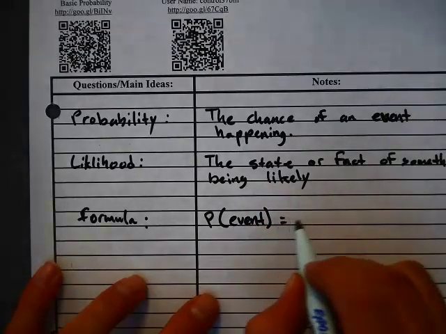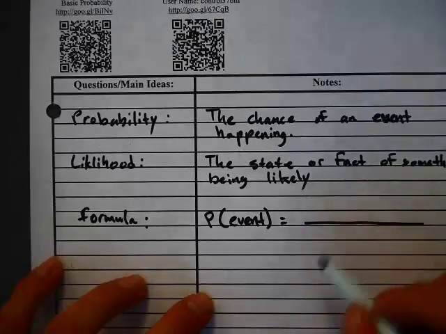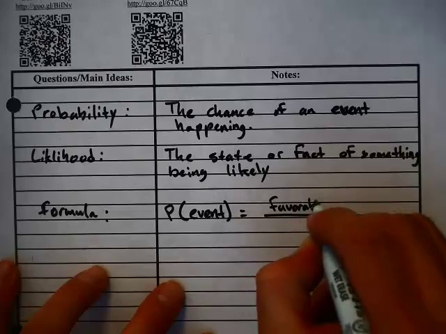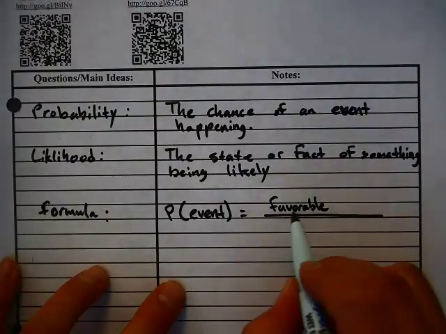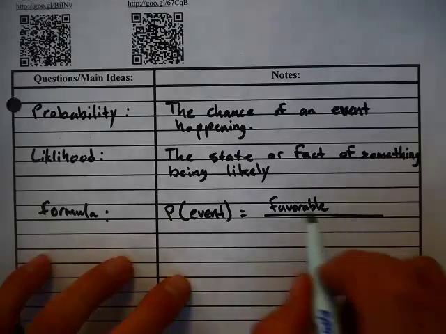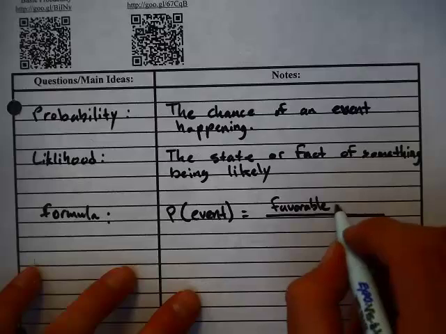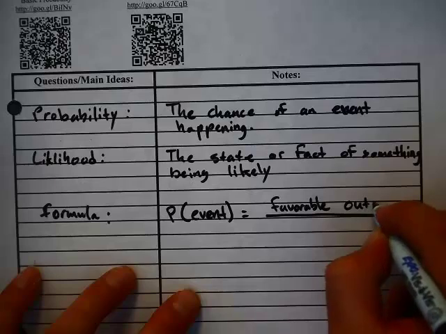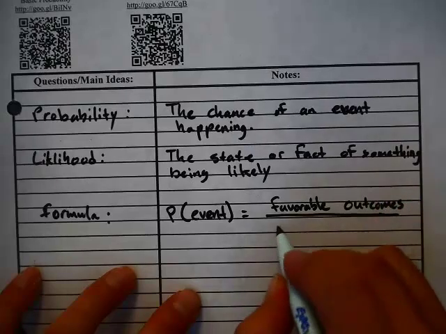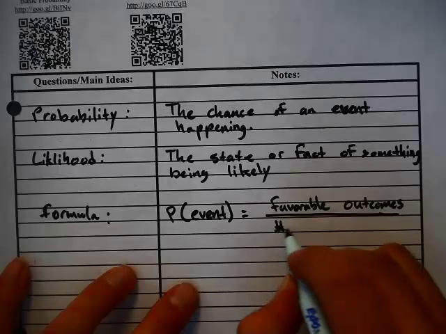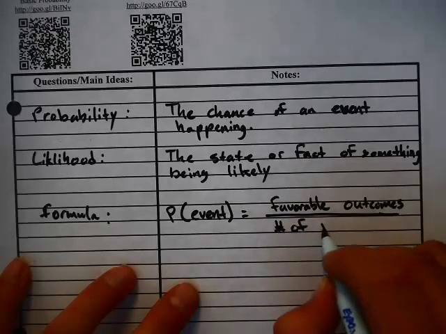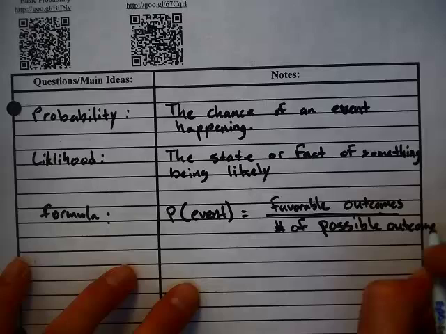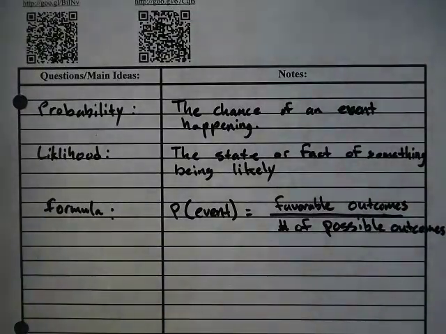anything you want, is equal to, there's a whole bunch of ways you can write it, but I like to say favorable outcomes over the number of possible outcomes. An outcome is just what happens.